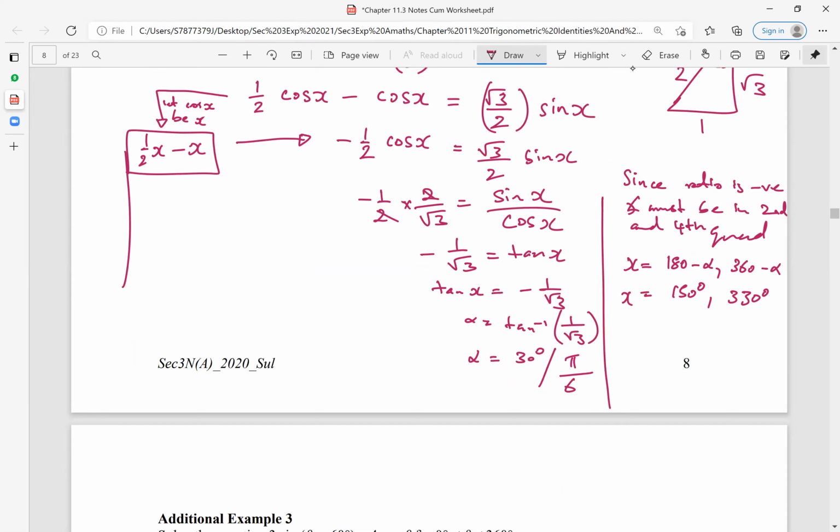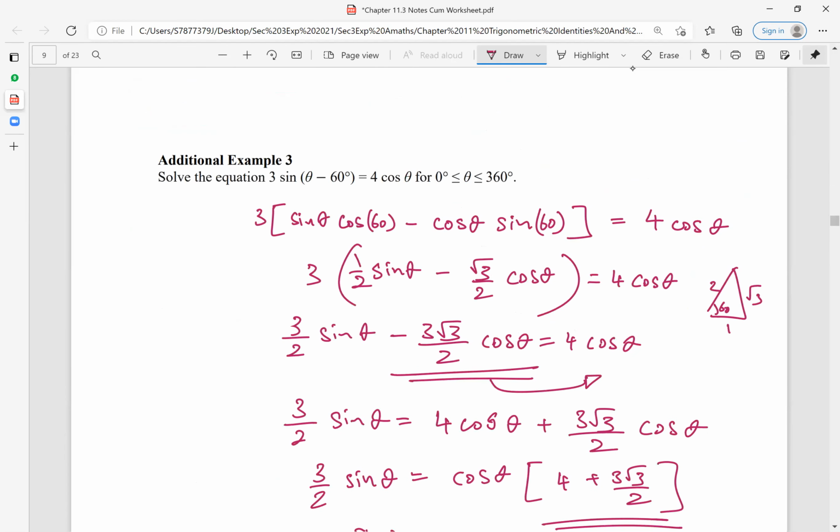So this one will be what? 5 pi over 6. And this one, if I'm not wrong, is 7 pi over 6. Can? Please take note. Can I? Okay. Okay, let's go back.